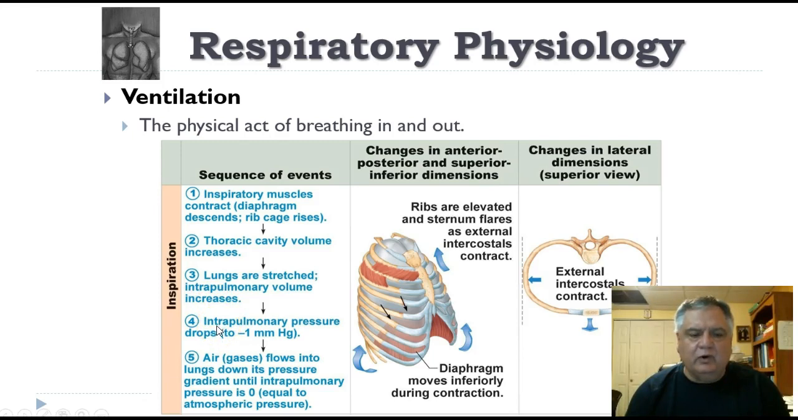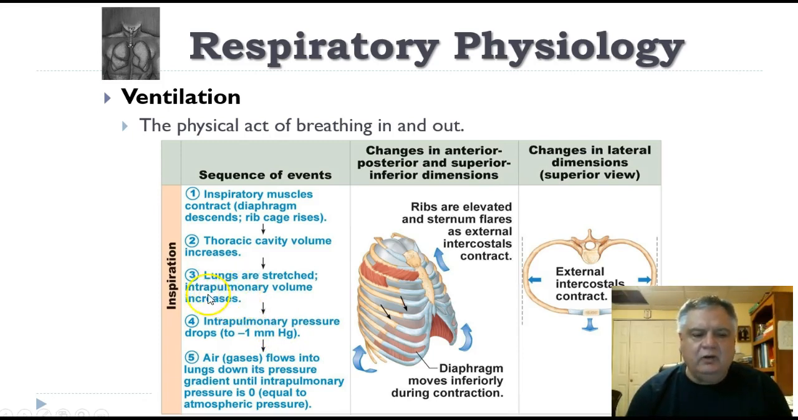In step number 4 here, as the intrapulmonary volume increases, the intrapulmonary pressure that's created by the air in the lungs is going to drop. And we're going to say it's going to drop to -1 millimeter of mercury. Remember, pressure is measured in millimeters of mercury. Think about whenever you take blood pressure.